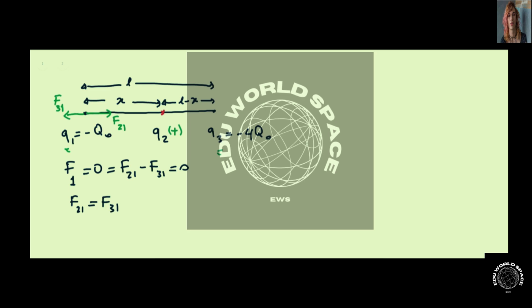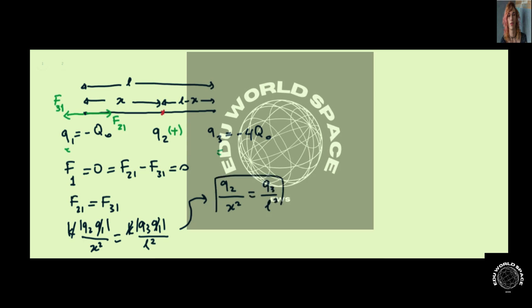Let's write down what these forces are explicitly. K, Q2, Q1 over the distance between Q1 and Q2, we called it X, so X squared, equals K, Q3, Q1 over, what is the distance between 3 and 1, right? This is the force that we're writing, so it's total L, so it's going to be L squared. Please remember we're taking the absolute value of the charges here, okay? So Q1s are going to cancel, Ks are going to cancel. From here, what we have is Q2 over X squared equals Q3 over L squared. We're going to need this equation.